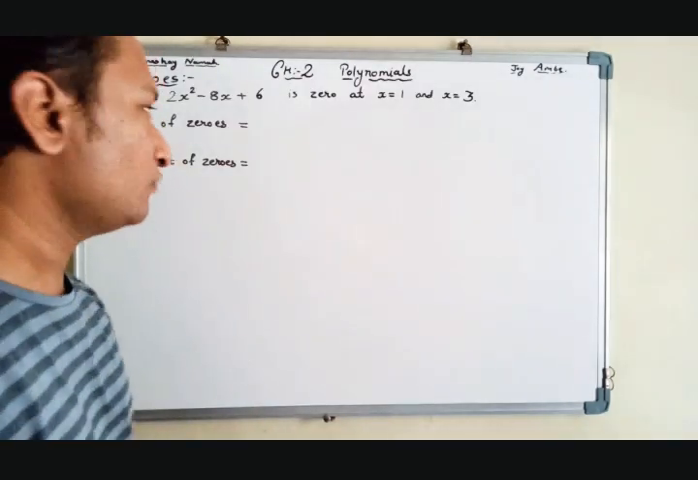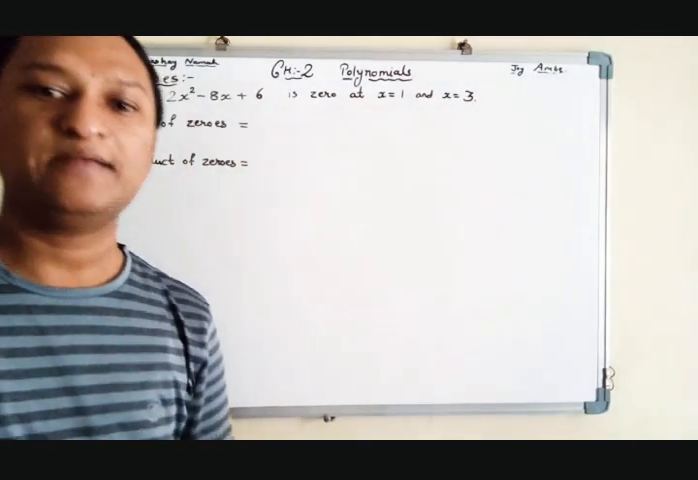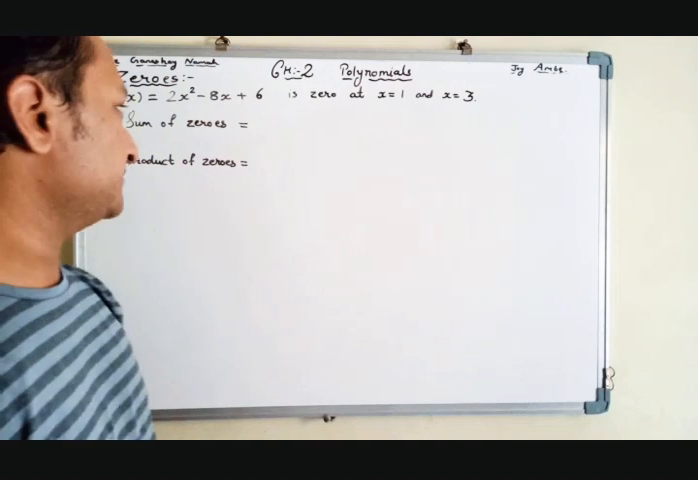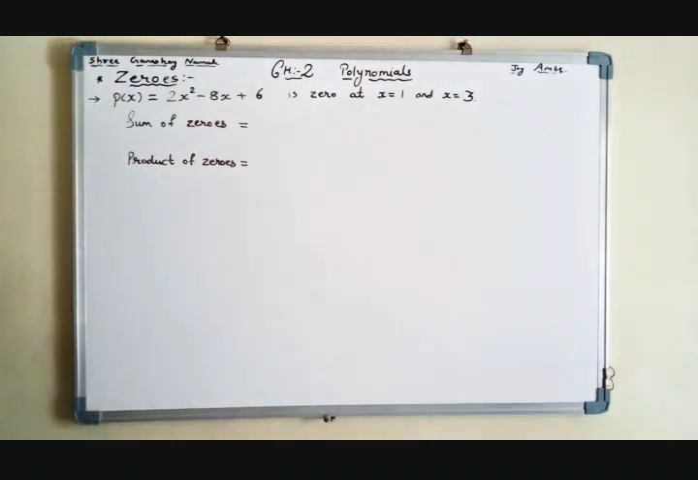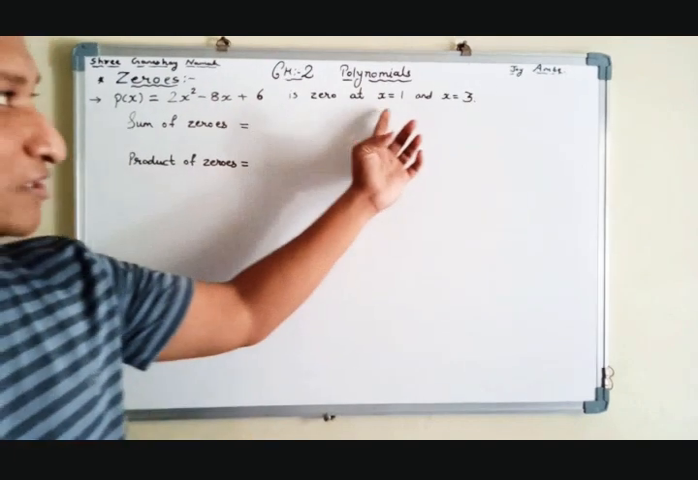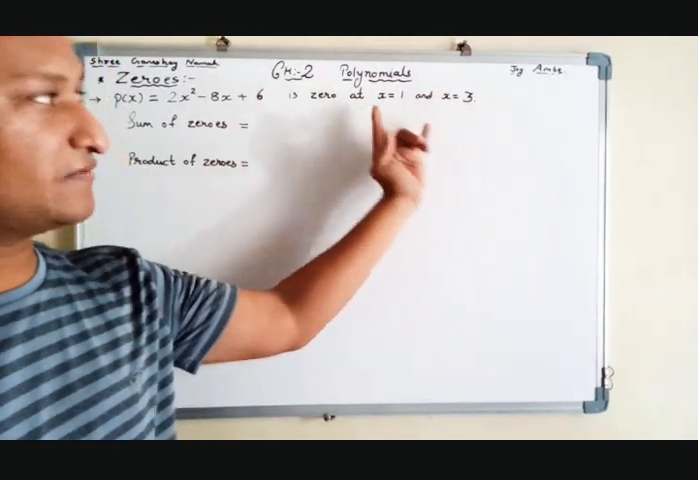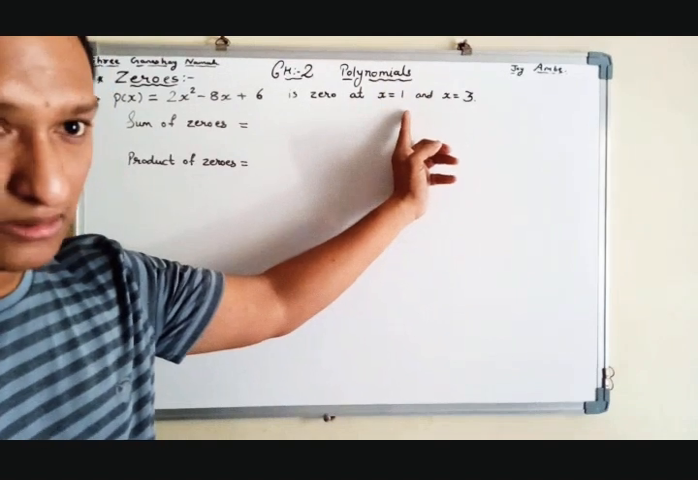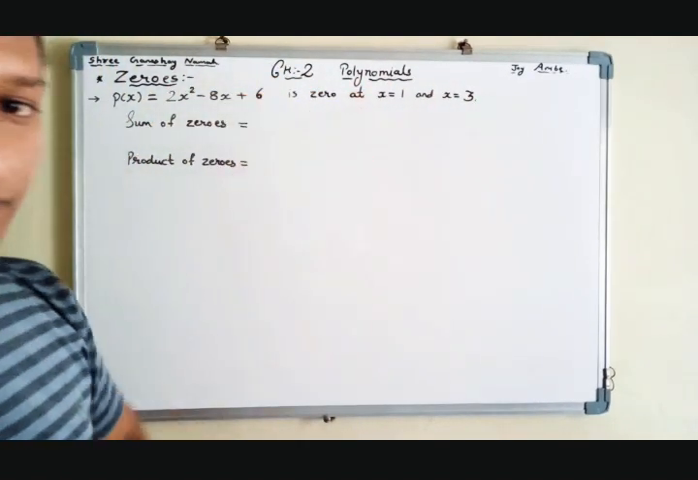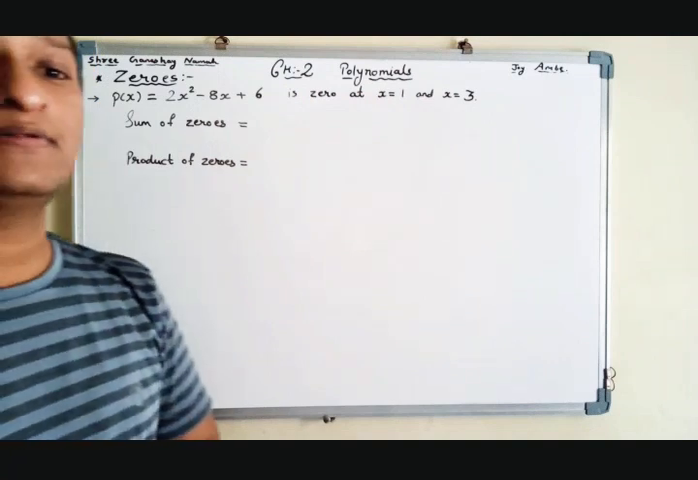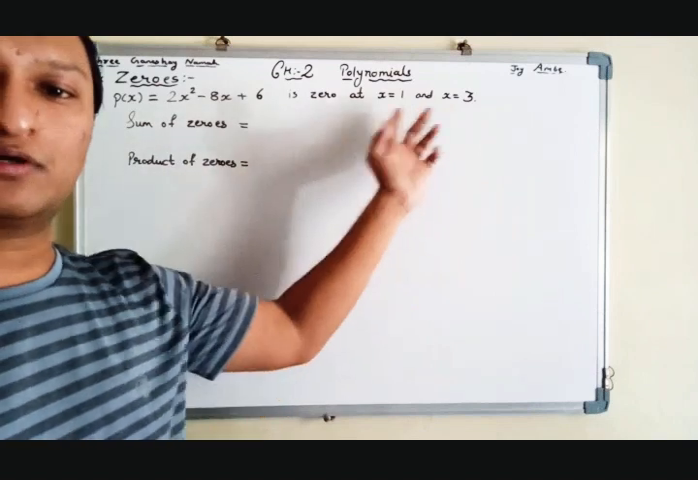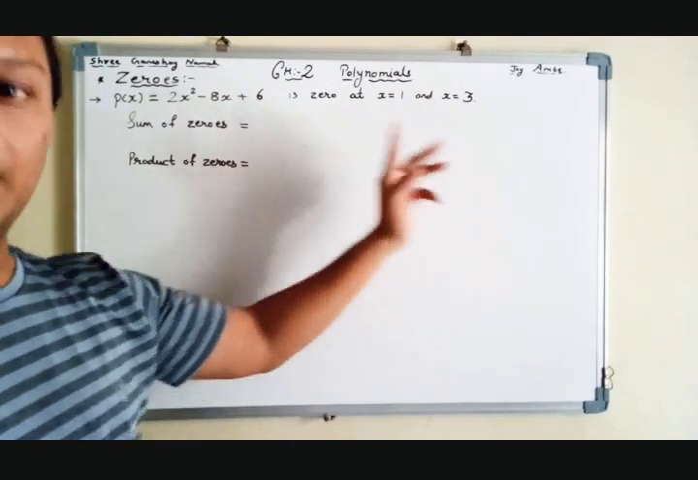Okay, so now we will check the sum of zeros and product of zeros by a new method. You will study it for the first time. Px = 2x square minus 8x plus 6 is 0 at x equals 1 and x equals 3. It is given directly that at x equals 1 and at x equals 3, this whole value becomes 0. So what do we have to find? We have to find the sum of the zeros and product of zeros by the simple method and by the new method.